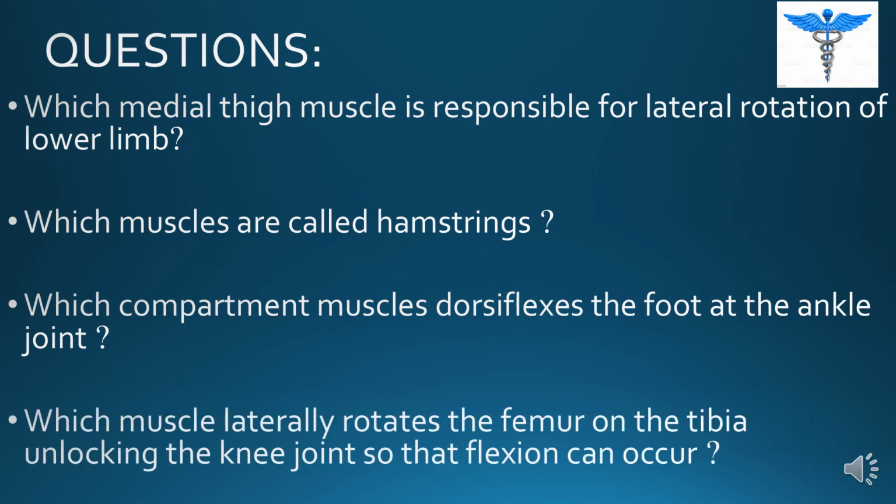The last question of today's topic is important, and that is which muscle laterally rotates the femur on the tibia, unlocking the knee joint so that flexion can occur, and that is the popliteus muscle. The popliteus muscle laterally rotates the femur on the tibia and unlocks the knee joint, and flexion occurs because of that popliteus muscle.